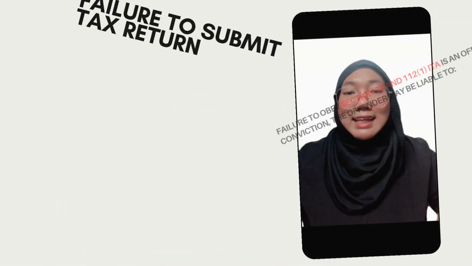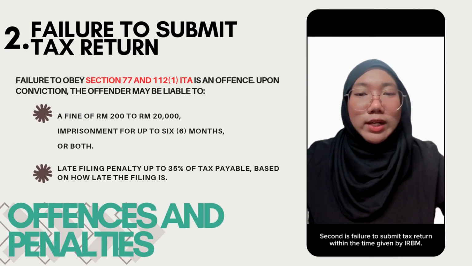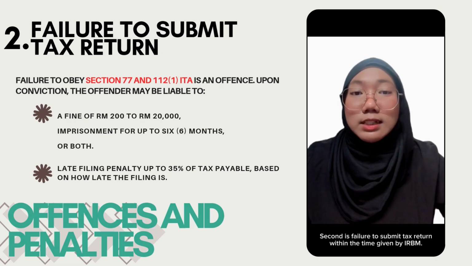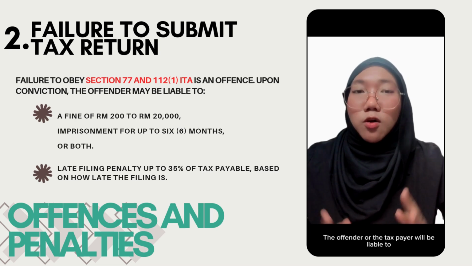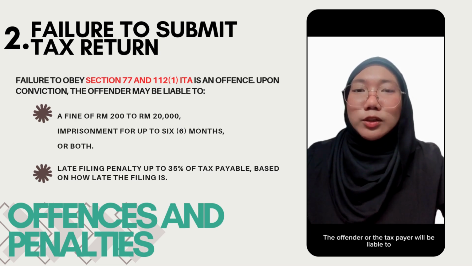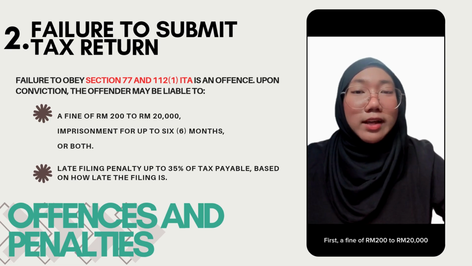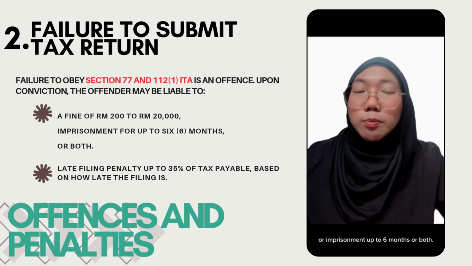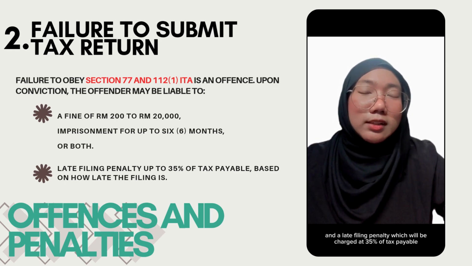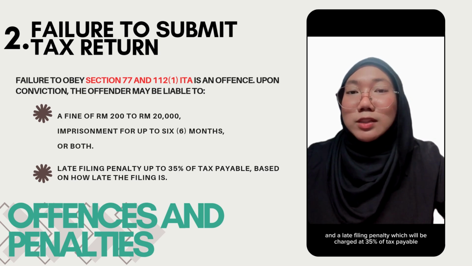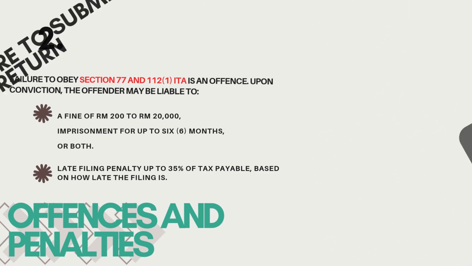Second is failure to submit a tax return within the time given by IRBM. This will be charged under Section 77 and 112(1). The offender or the taxpayer will be liable to, first, a fine of 200 ringgit to 20,000 ringgit or imprisonment up to 6 months or both, and a late filing penalty which will be charged at 35% of tax payable based on how late the tax filing is.